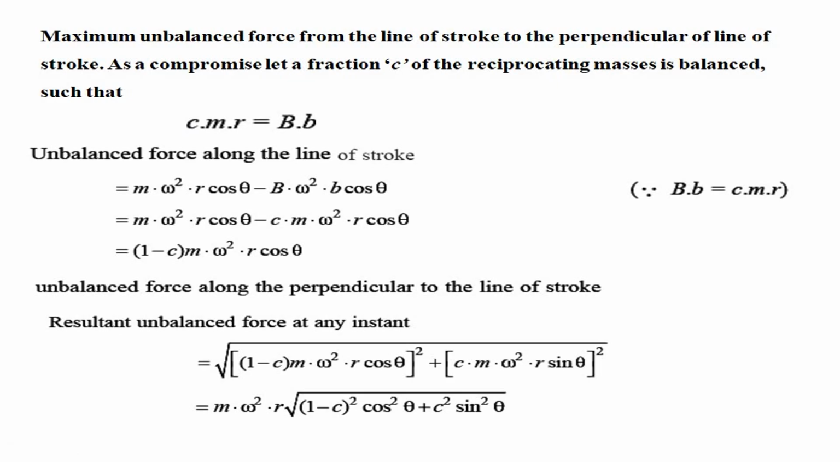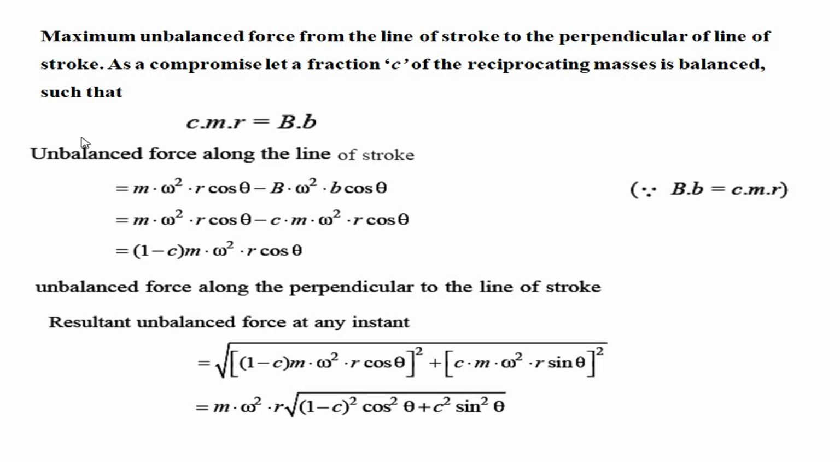So the left out portion of unbalanced force, which is m omega square r cos theta minus b omega square b cos theta, ultimately gives a result of (1 minus c) m omega square r cos theta. Now this is the component which is going to act along the line of stroke.